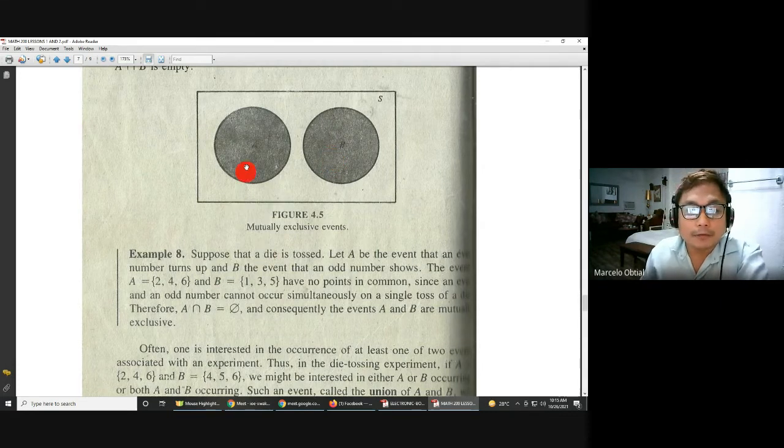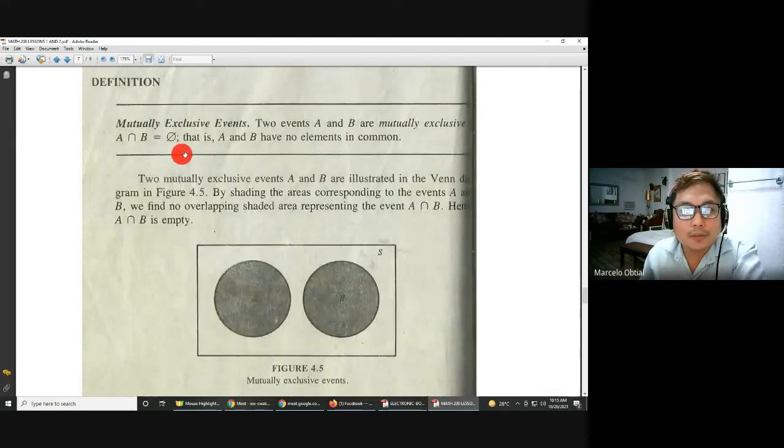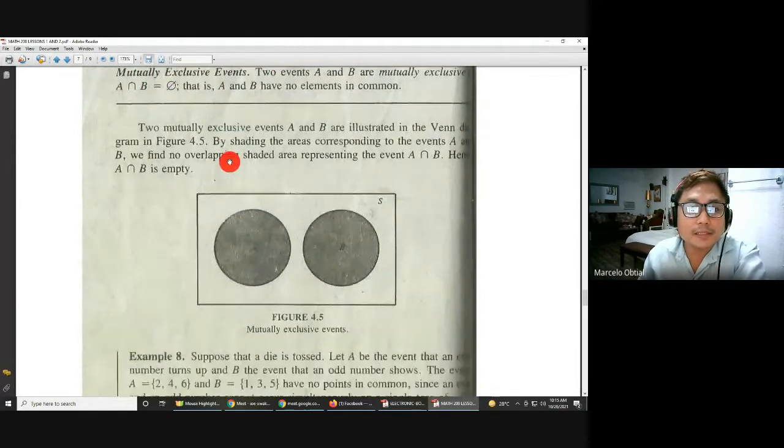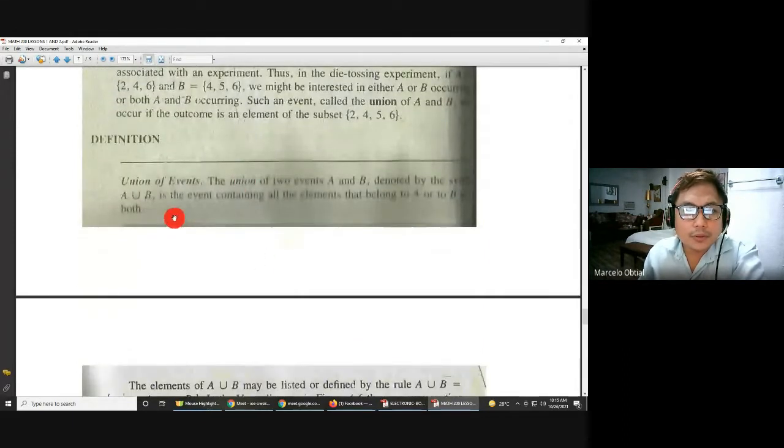Okay? Now, if you want to label this event A, ilagay mo yung elements dito, no? 2, 4, 6. Okay? 1, 3, 5. Okay, so that's the second operation of event, which is the mutually exclusive events. Intersection pa rin siya, no? But the answer is always a null space. Okay, number 3, union of events.